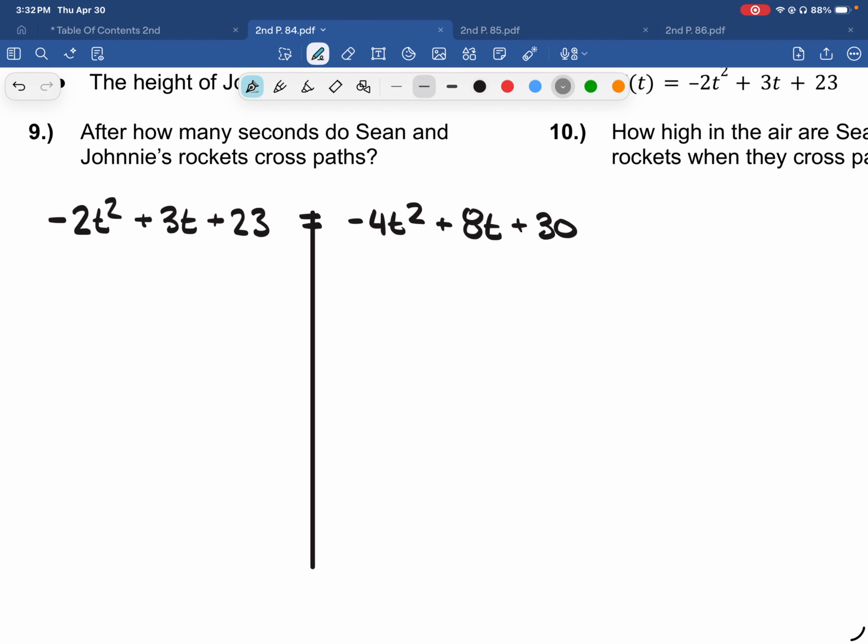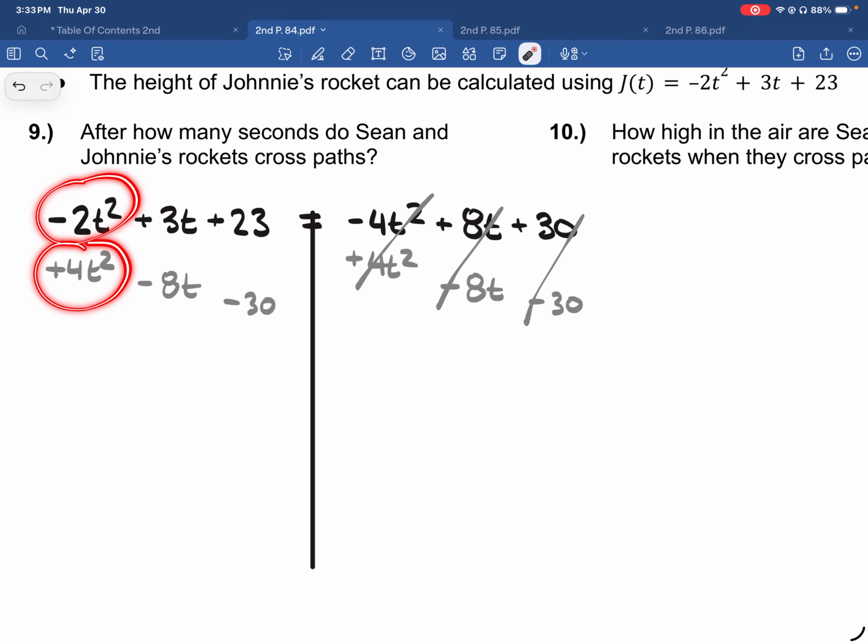So, to cancel out the negative 4t squared, I'm going to add 4t squared to both sides. To cancel out the positive 8t, I'm going to subtract 8t from both sides. And to cancel out the positive 30, I'm going to subtract 30 from both sides.